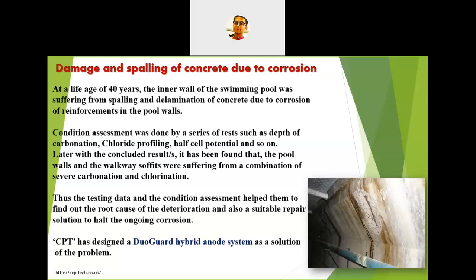So they should find out the reason why this type of corrosion is happening, why the delamination is happening, or what is the reason behind the distress of the structure. So this series of tests helps them find the root cause. Later they introduced an anodic system. We will see the technology later, in detail, covering the different types of technologies.